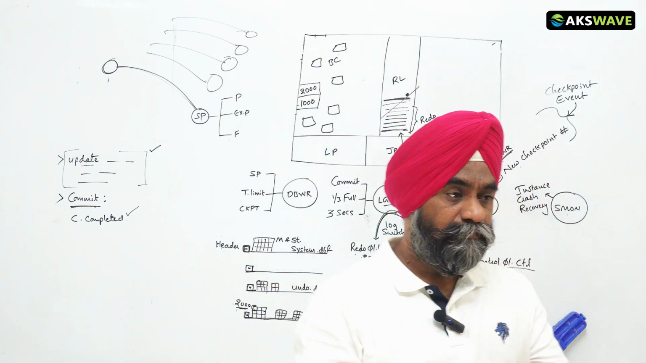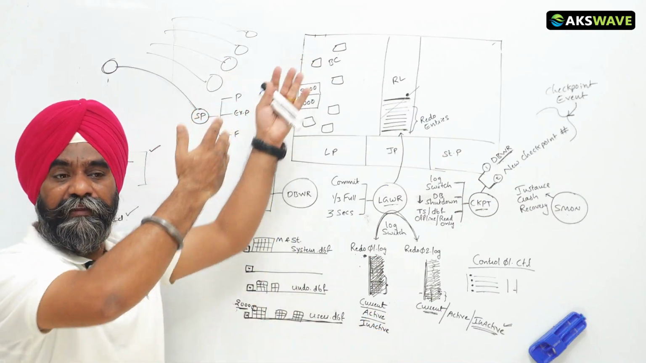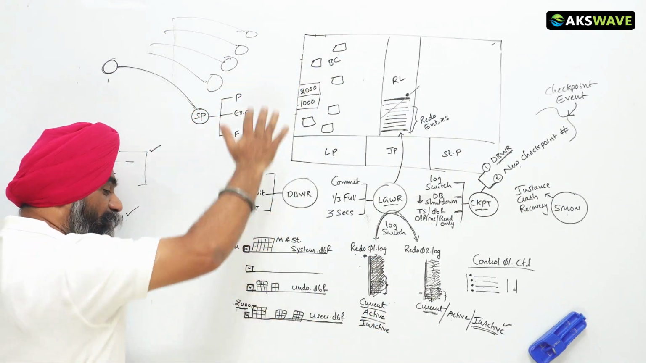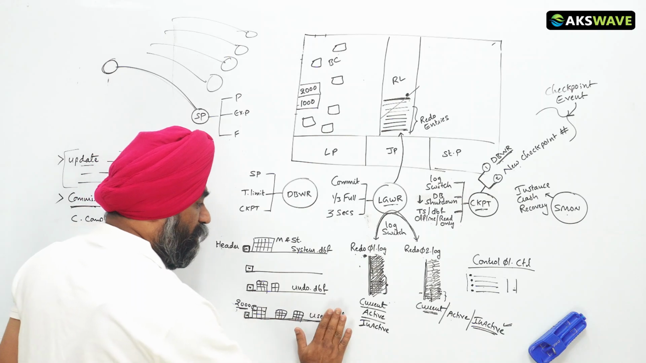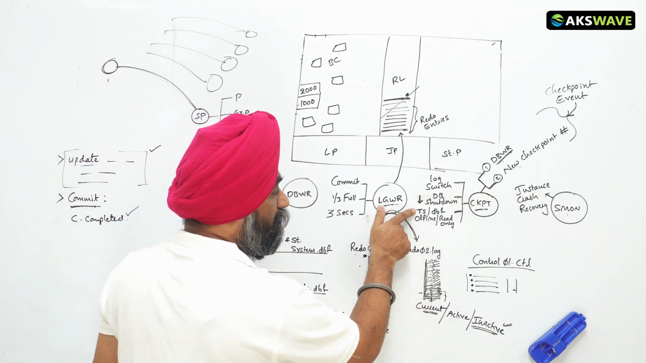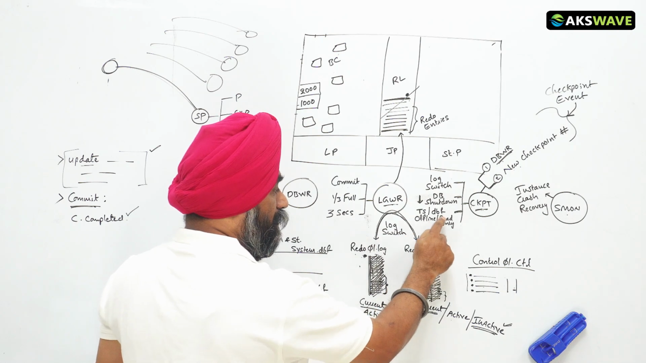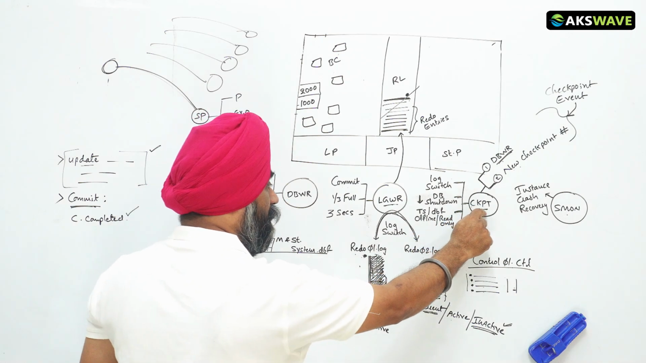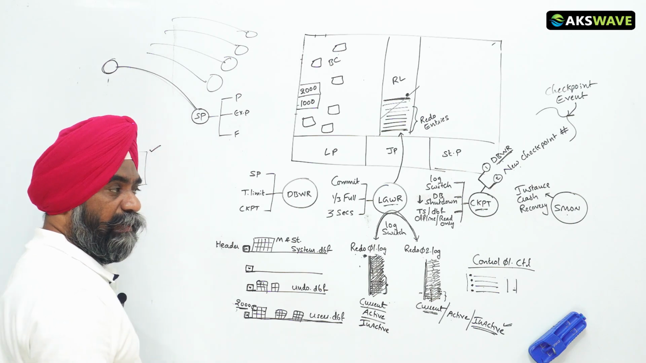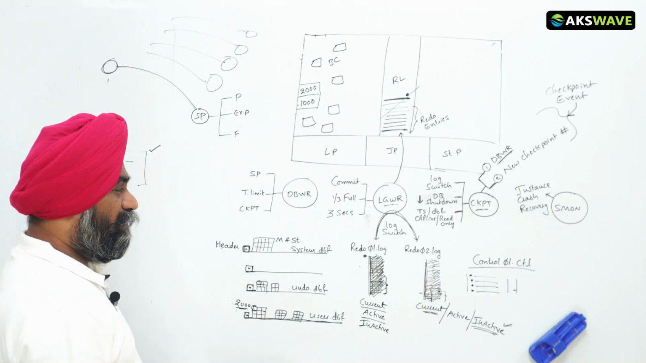Correct? Because there might be already data in the memory. Flush out everything. Once done, I'm going to make it read only. So whenever you make your tablespace or data file offline or read only, again a checkpoint is invoked. Understood?